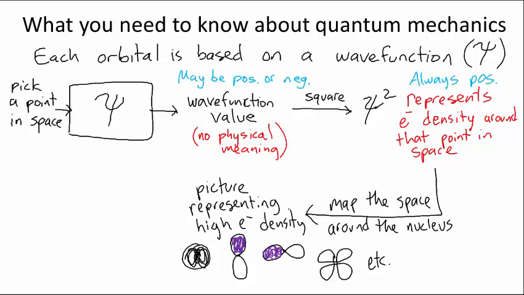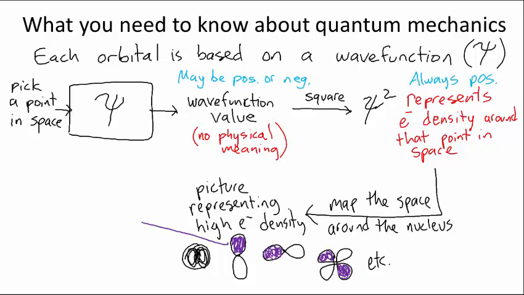In d orbitals, they'll have 2 shaded and 2 unshaded. That shading doesn't indicate any difference in electron density. The electron density is the same in the shaded and the unshaded part. What it represents is just a reminder that the wave function has a different sign on those two sides. And that difference in wave function sign becomes important when we start combining orbitals.